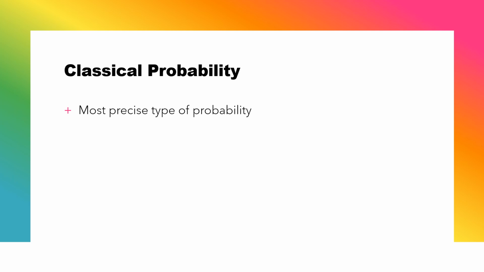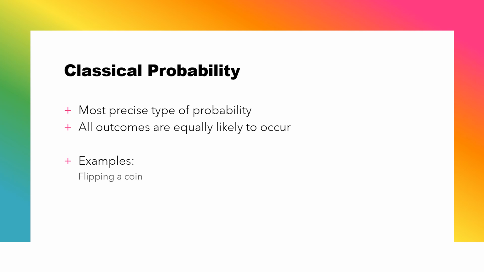So classical probability is the most precise type of probability. This is situations where all outcomes are equally likely to occur. Some classic examples of classical probability are things like flipping a coin, rolling a fair die, and drawing a card from a deck. They're great examples to learn how to calculate probabilities with, because we know that all of the outcomes in these experiments are equally likely to occur.